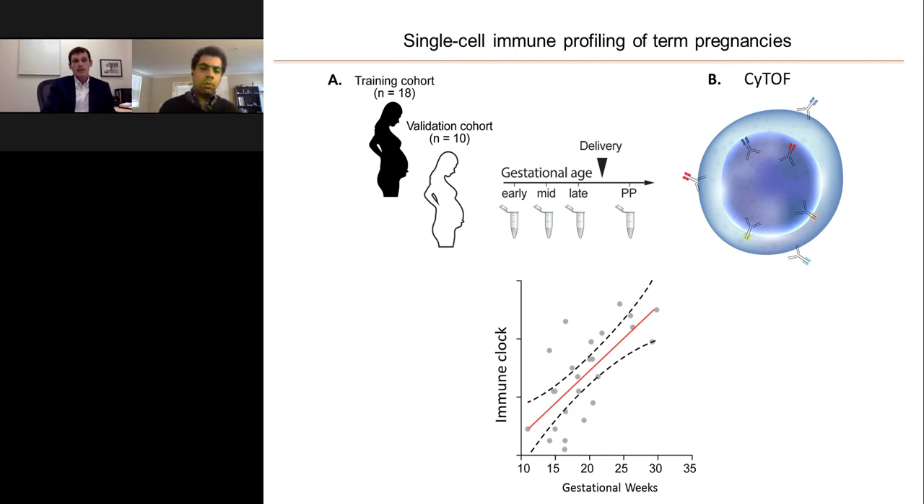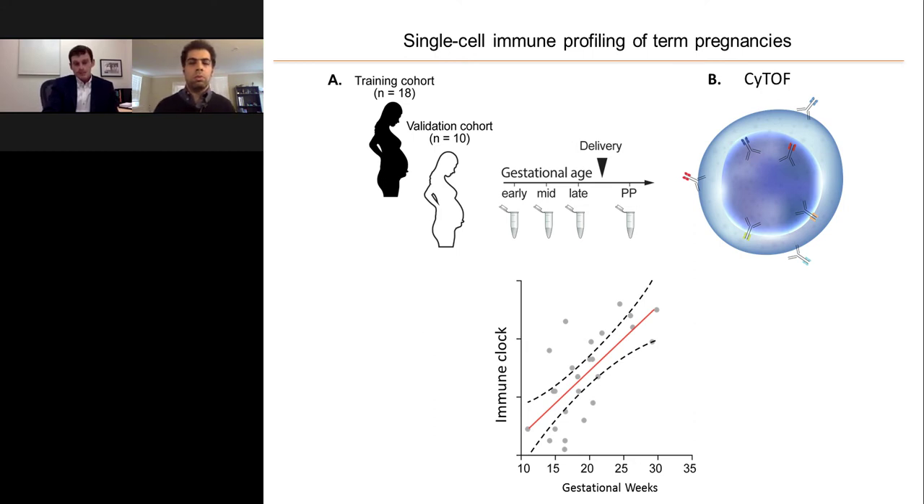So now the study that we're going to be focusing on for this talk continues with these applications of mass cytometry. But here the question is, from the measurement of peripheral immune cell response in the mother's blood, can we predict the gestational age of pregnancy? So in other words, how accurate can we be in determining the gestational age of pregnancy by looking at immunological adaptations in the maternal blood?